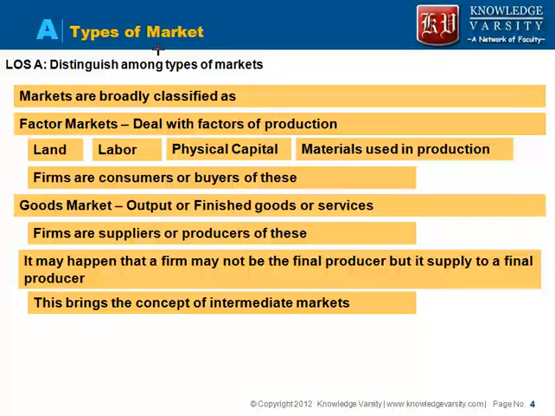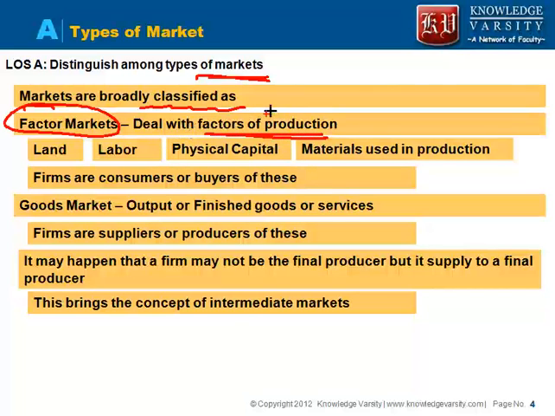So the first LOS, they are saying that we have to distinguish among the types of markets. In this LOS, our focus is to find out what the different types of markets are. Please note that the markets are broadly classified as factor markets. In a factor market, our focus is on the factors of production.